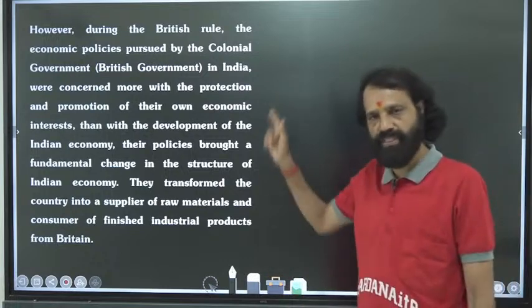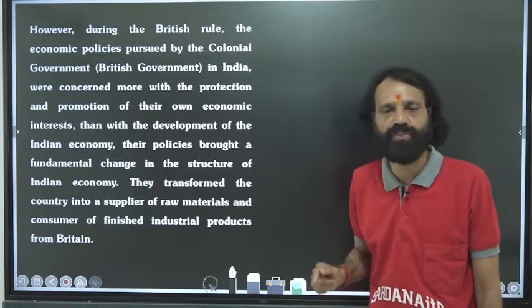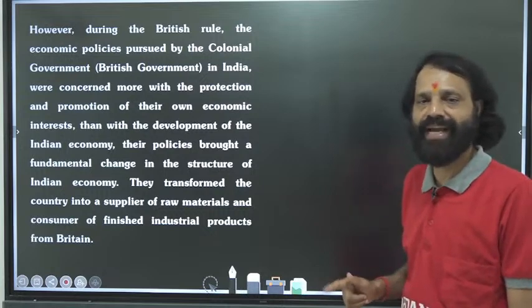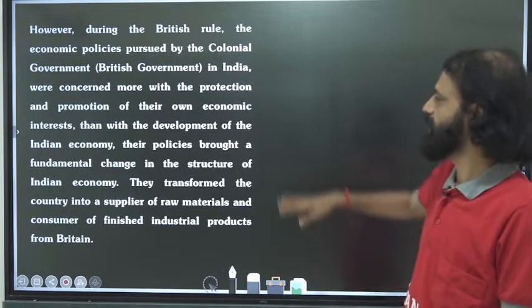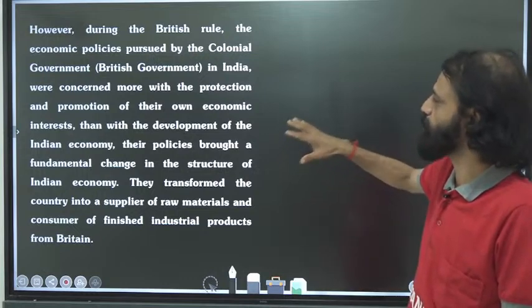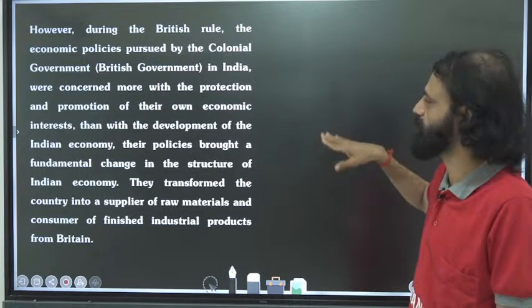Britain's ultimate aim or goal was to develop their own economy and protect their own interest. Their ultimate aim was not to support India or do better for India.